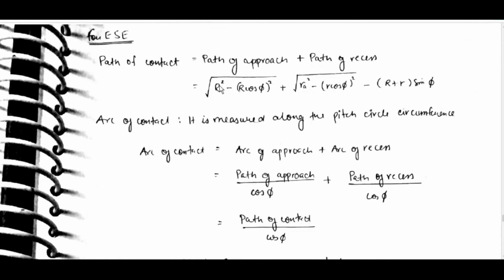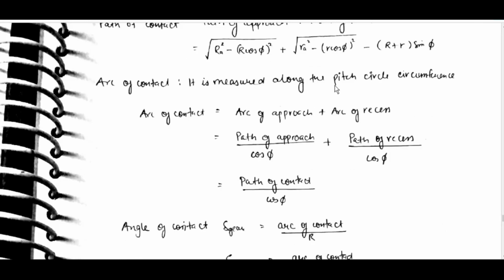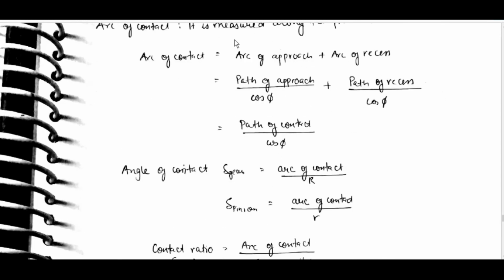For ASC, path of contact is equal to path of approach plus path of recess, which is equal to root of R_a square minus (R cos phi) whole square, plus root of r_a square minus (small r cos phi) whole square, minus (capital R plus small r) sin phi. Arc of contact is measured along the pitch circle circumference. Arc of contact is equal to arc of approach plus arc of recess, which is path of approach by cos phi plus path of recess by cos phi, equal to path of contact by cos phi.